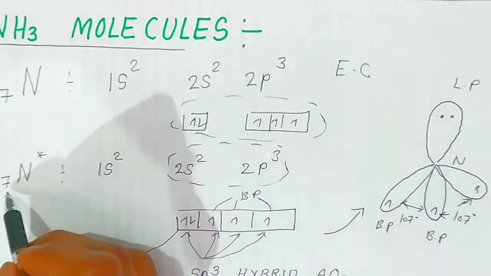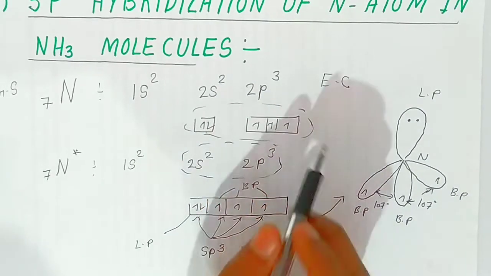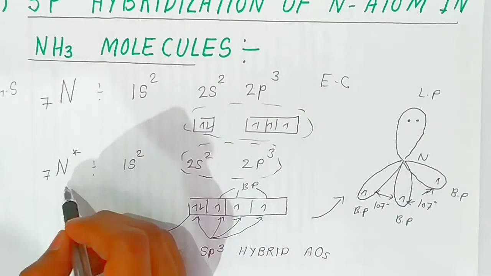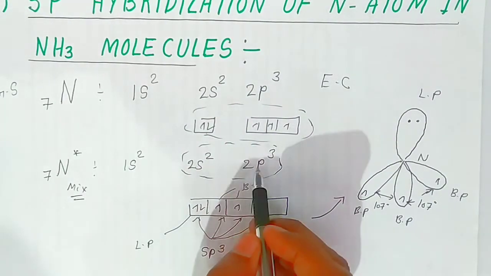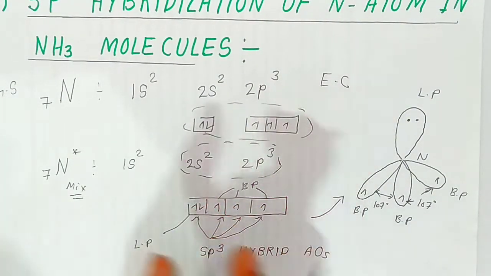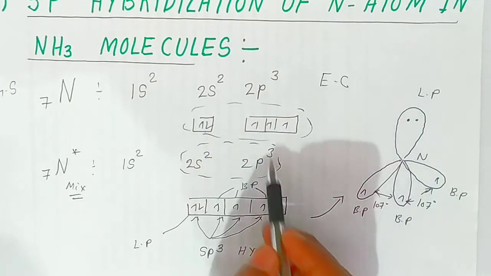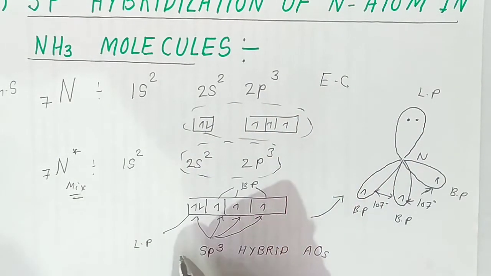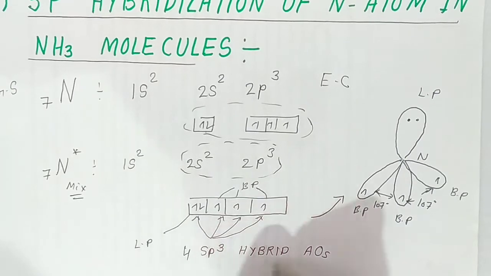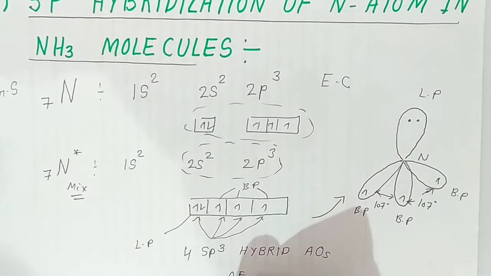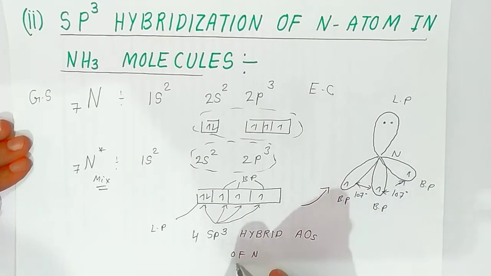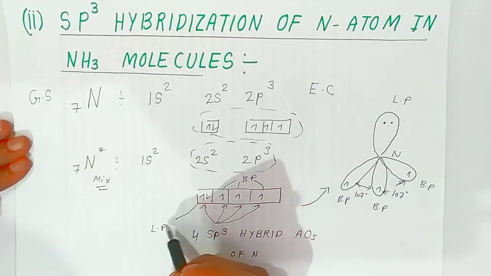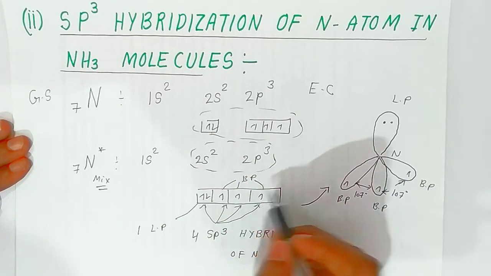In the excited state, the electronic configuration will be the same. Only the mixing is required. They will mix the atomic orbitals 2s and 2p, because they have very little difference in energy. They will mix and form 4 sp3 hybrid atomic orbitals of nitrogen. Of these 4 sp3 hybrid atomic orbitals of nitrogen, one is a lone pair and 3 are bonding pairs.